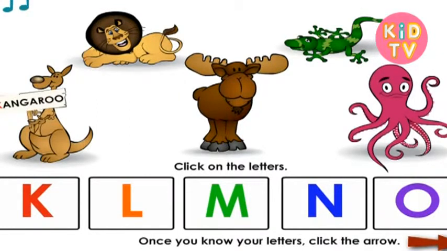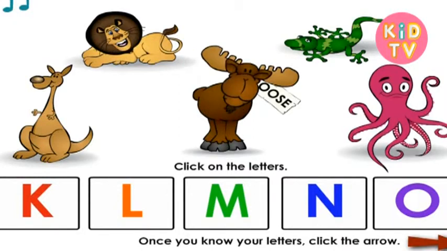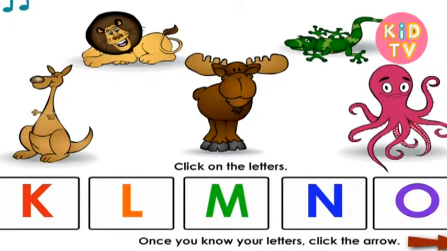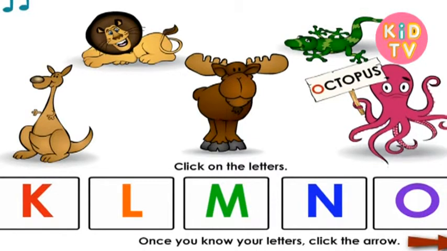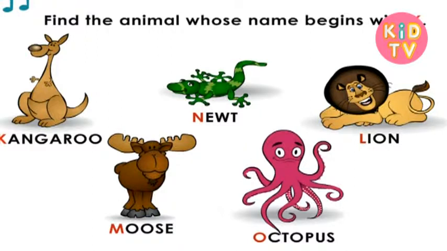K. Kangaroo begins with K. L. Lion begins with L. M. Moose begins with M. N. Newt begins with N. O. Octopus begins with O. Next page. Find the animal whose name begins with K.